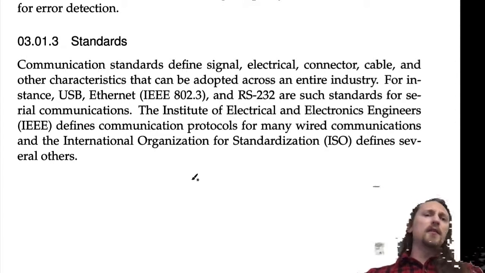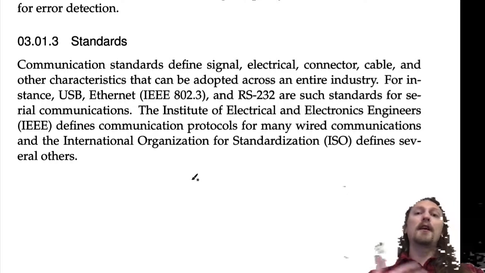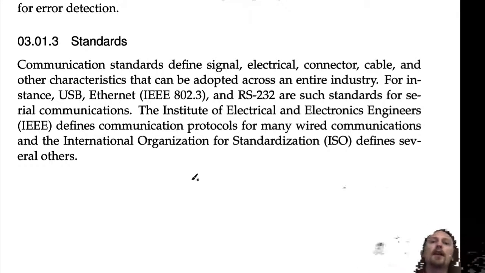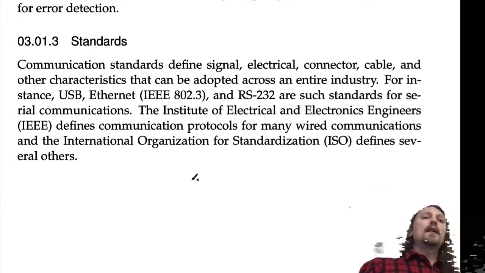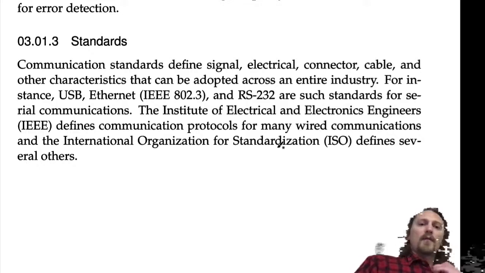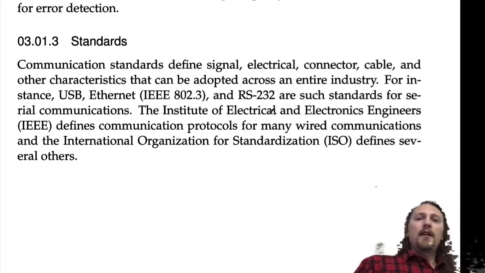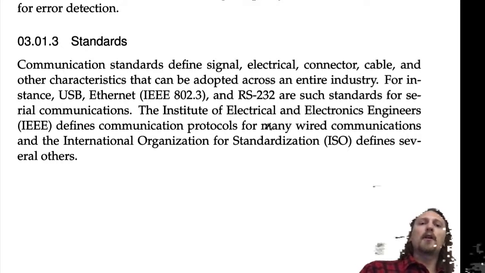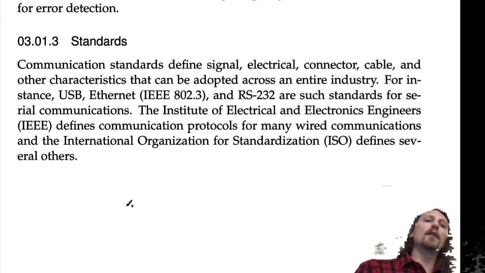So, standards. Communication standards define signal, electrical, connector, cable, and other characteristics that can be adopted across an entire industry. For instance, USB, Ethernet, and RS-232 are such standards for serial communications. The IEEE, Institute of Electrical and Electronics Engineers, defines communication protocols for many wired communications, and the ISO, the International Organization for Standardization, defines several others.